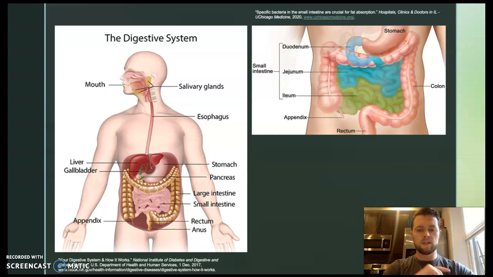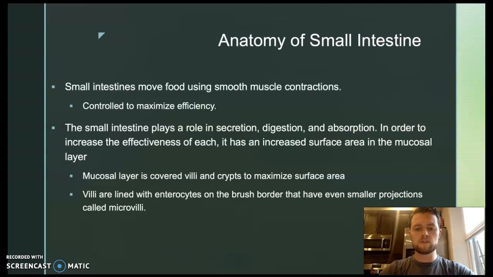Here are some visual aids to represent what I've mentioned in the last slide. As you can see, it displays the GI tract on the left, and more specifically on the right, we have the small intestine and its three components, the duodenum, jejunum, and ileum. Pretty basic stuff. And that brings us to our next slide, which dives a little bit deeper into the anatomy of the small intestine and what makes it so great at digesting fats and lipids.